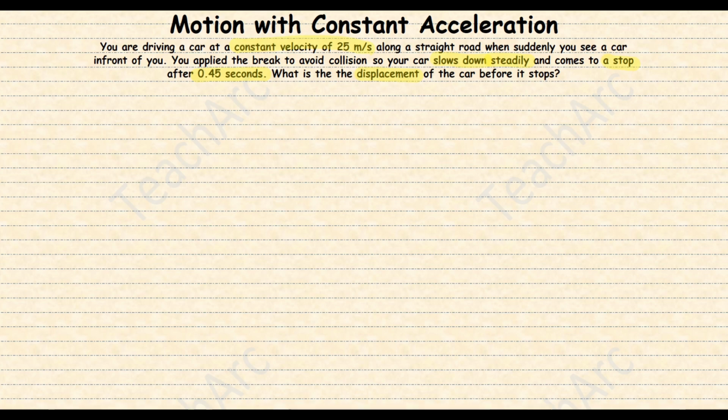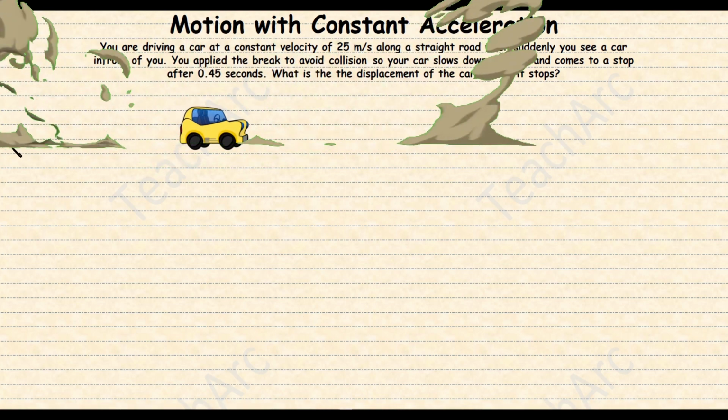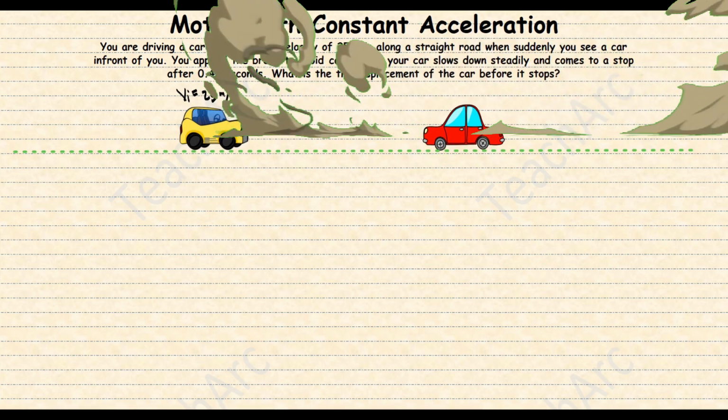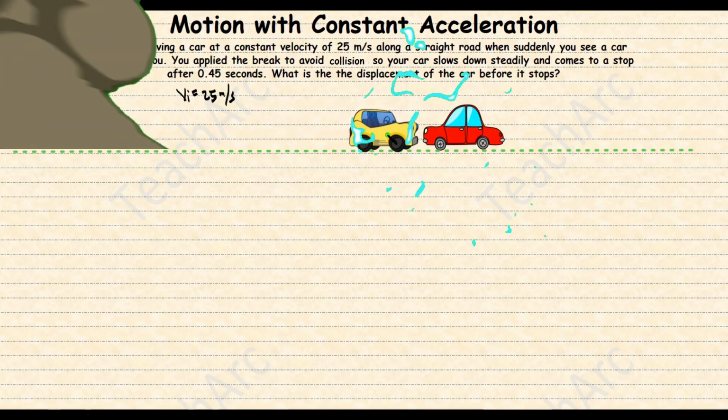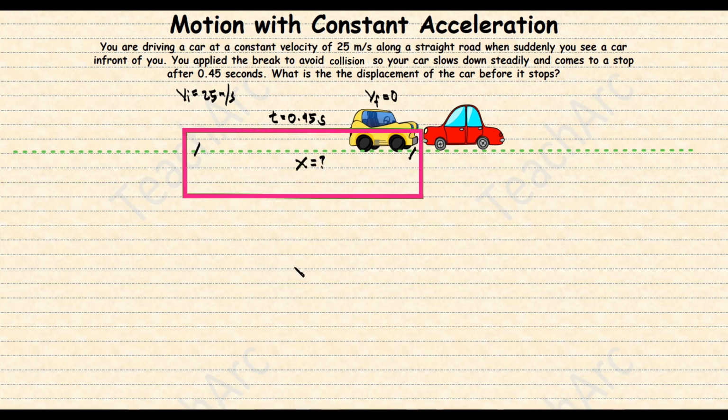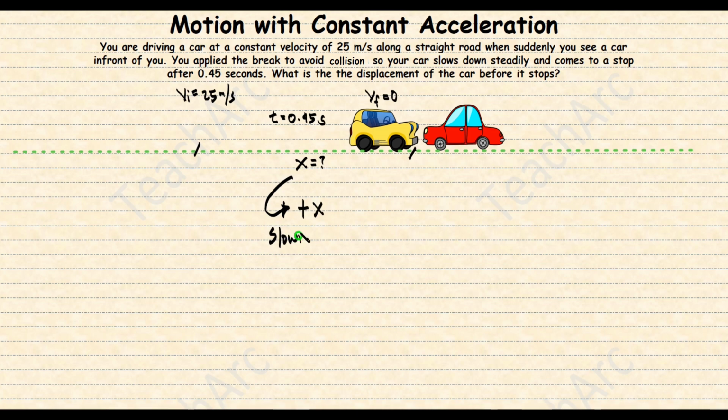The first step that you need to do is to draw a diagram of the situation. So we have a car on a straight road with an initial velocity of 25 meters per second. You apply the brake, bringing the car to a stop, so your final velocity will be 0. And it took you 0.45 seconds to bring the car to a stop, so you traveled a certain distance within that time, which is the one that we are looking for. We choose right to be our positive, therefore we would expect a positive displacement, and since the car slows down while traveling to the right, our acceleration will be negative in this case.